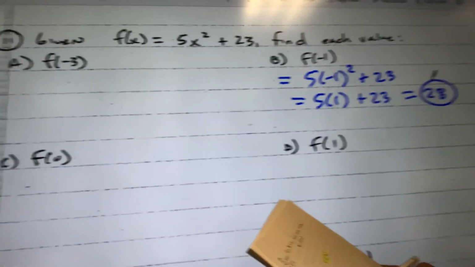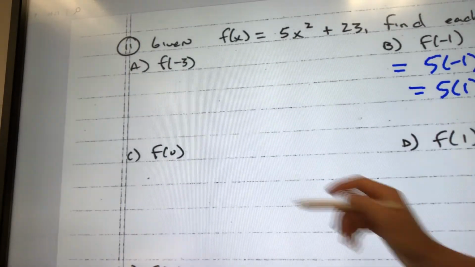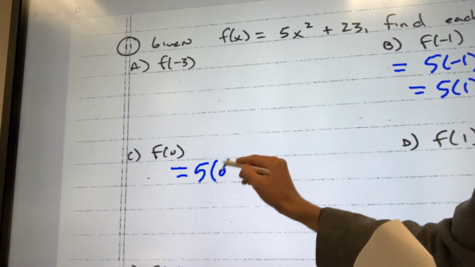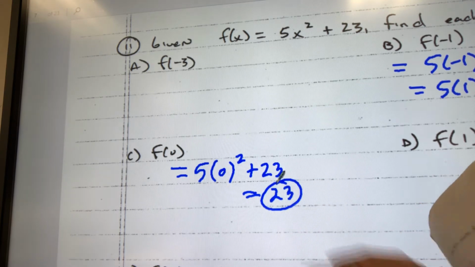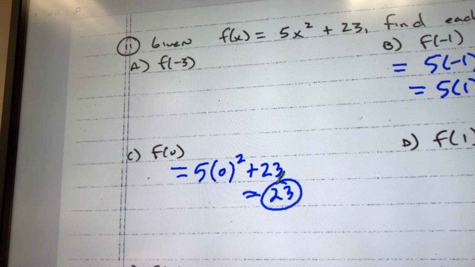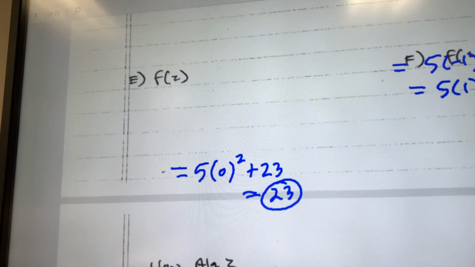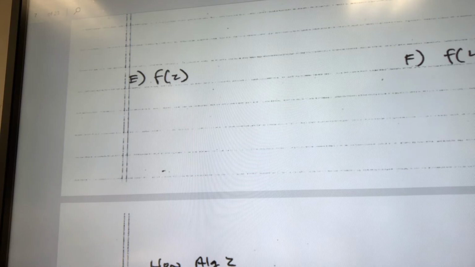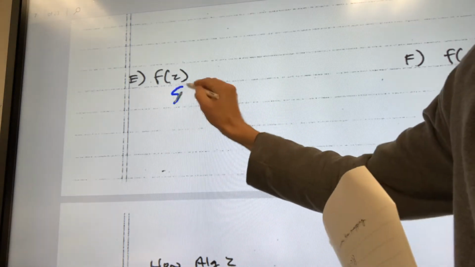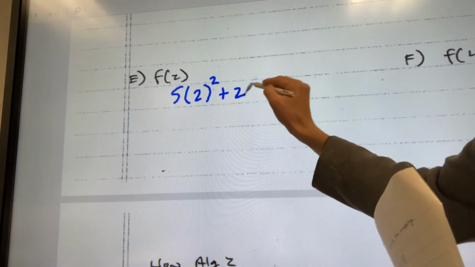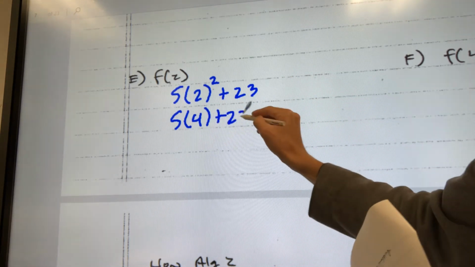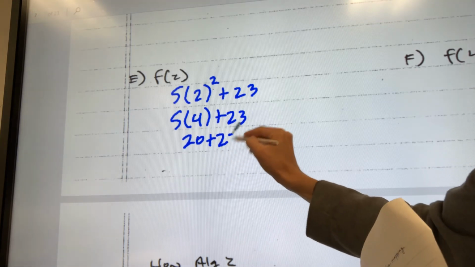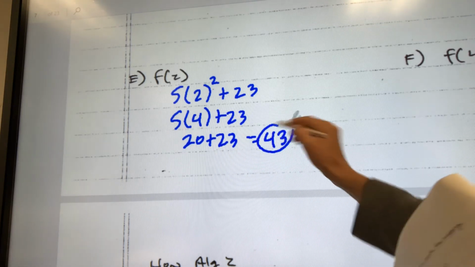C is the easiest one here. When you plug 0 in, you're left with a constant, which is 23. 5 times 0 squared plus 23 is simply 23. And scrolling down, 2E, f of 2. 5 times 2 squared plus 23. 5 times 4 plus 23. 20 plus 23 equals 43.